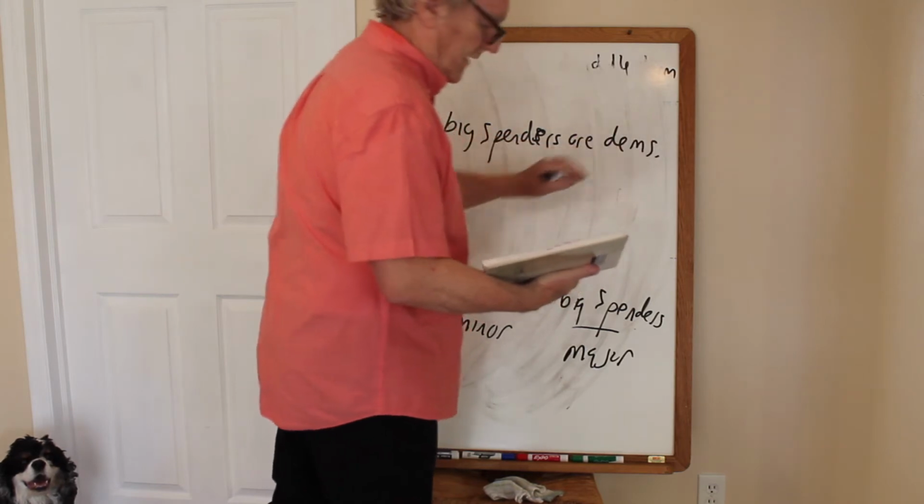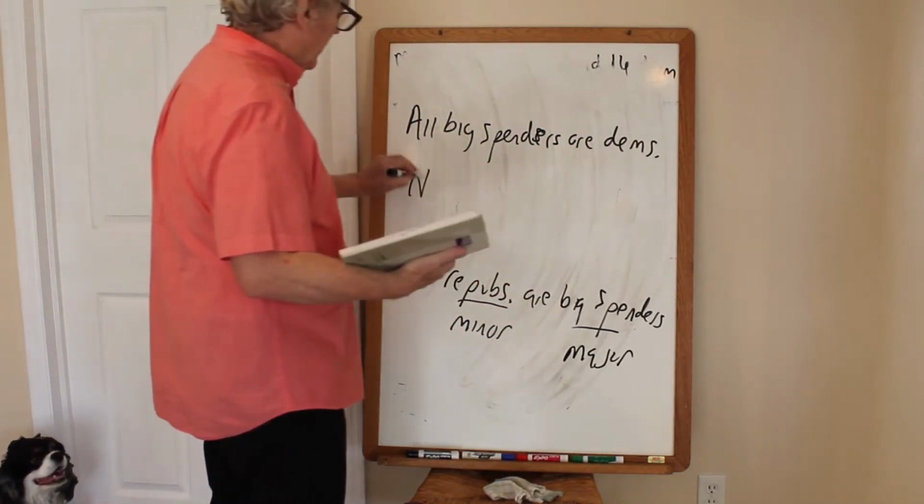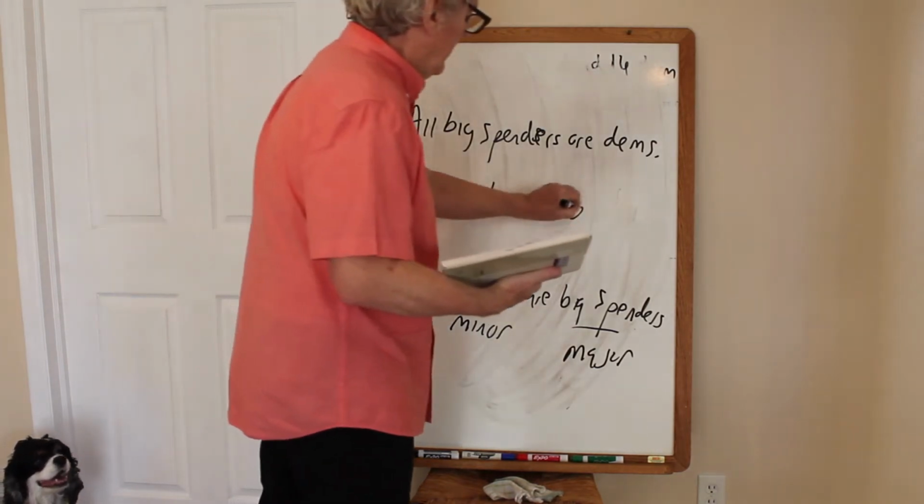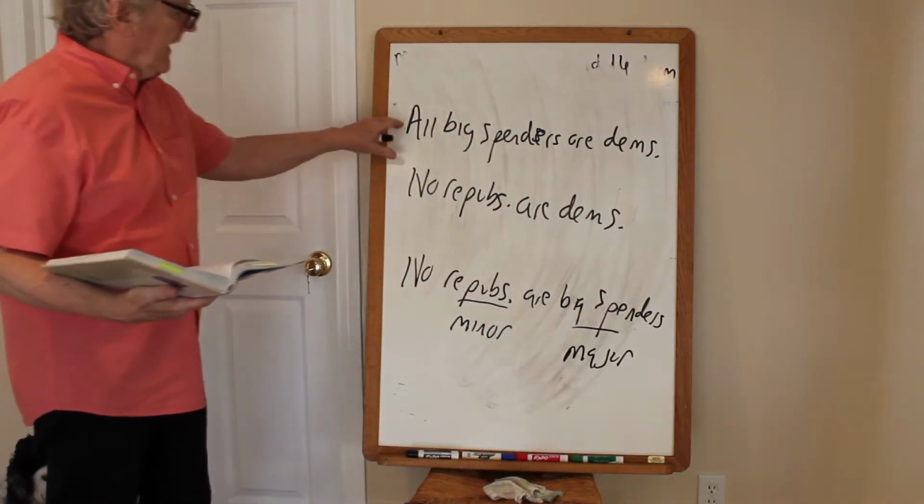Just abbreviate Democrats. And then the remaining premise will be the minor premise. No Republicans are Democrats. Okay, so mood and figure, AEE.